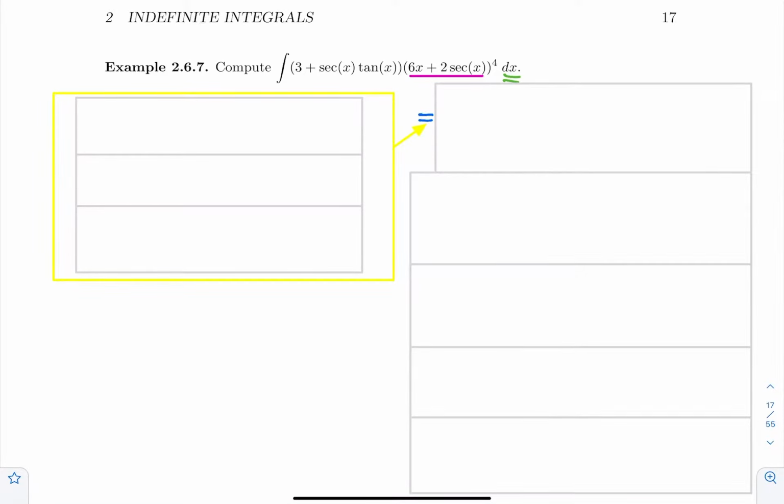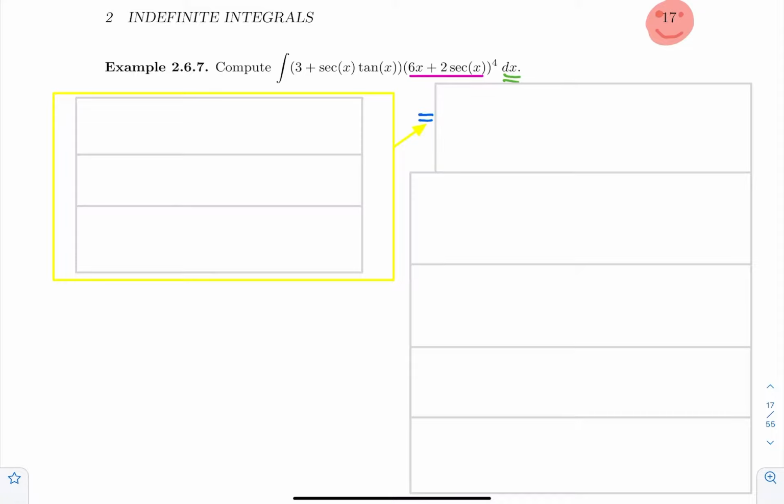All right, one more example. Let's compute the integral of (3 + sec x tan x) times (6x + 2 sec x) to the power 4 dx. Obviously this is not a basic integral, so we're going to try to use a substitution.